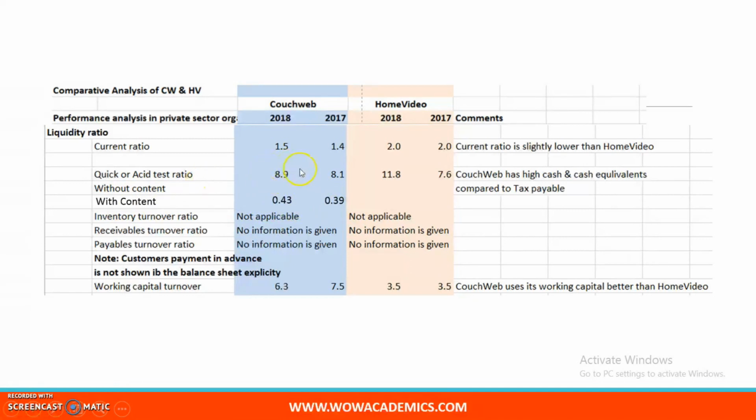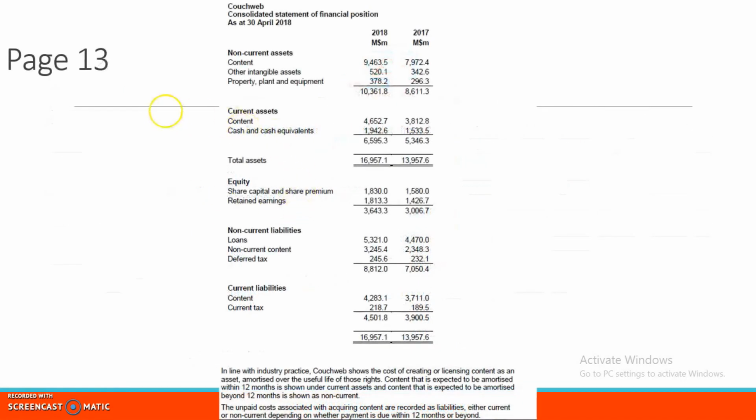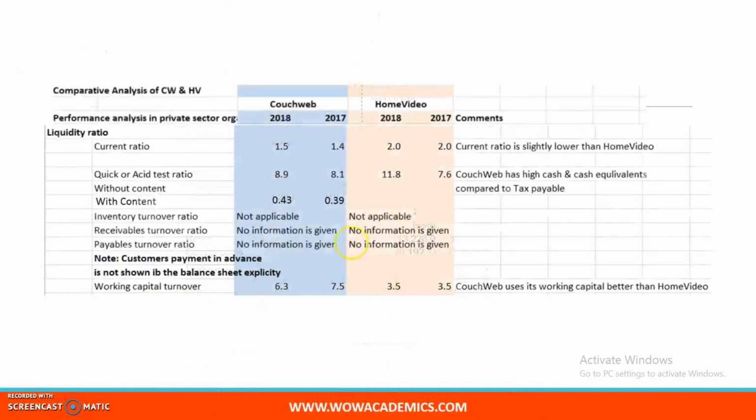How come there can be such a drastic fall from 8 to 0.43? What happens here? The company has to pay a huge amount of money for content, and it's a current liability item. If we see the balance sheet, I think you will have a better idea. So for the acid test ratio or quick ratio, this is what I've done. We've taken cash as the numerator, 1942, and divided by 218, because without content, if I divide 1942 by 218, I end up with 8.9.